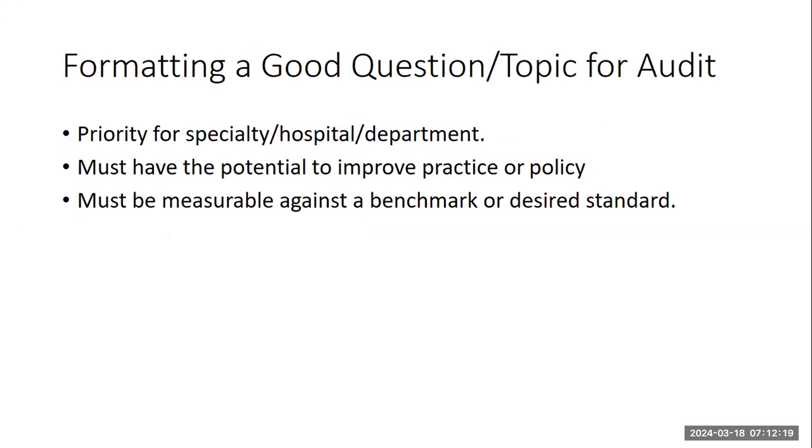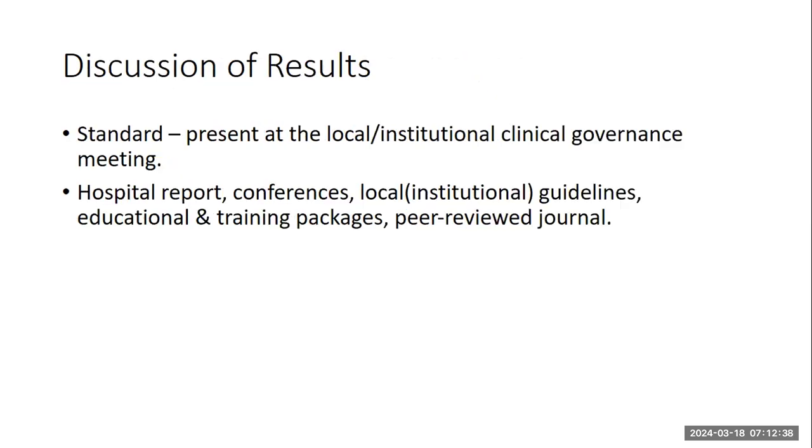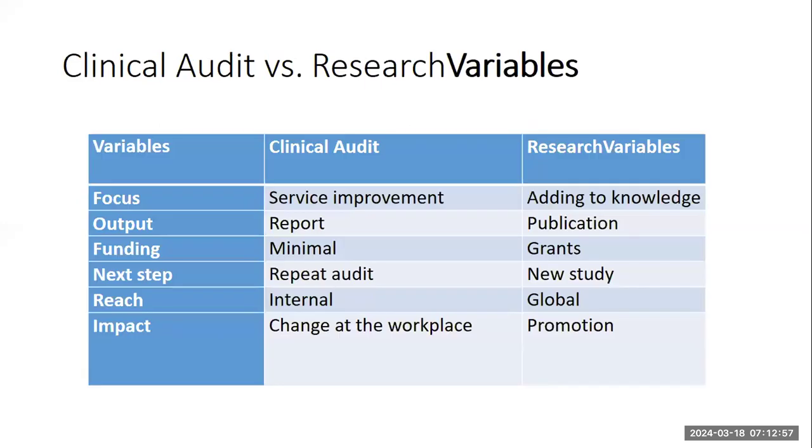Then we have to formulate the question for the audit and choose a suitable name that will give glaring information about the process. You may need to collect data, ensure data variables cover all objectives, use a data entry package, and then summarize the data covering key outcomes. The standard is a discussion of the results. Usually the standard is to present at the local or institutional clinical governance meeting, and sometimes we can publish it in a journal, hospital report, conferences, or educational guidelines.